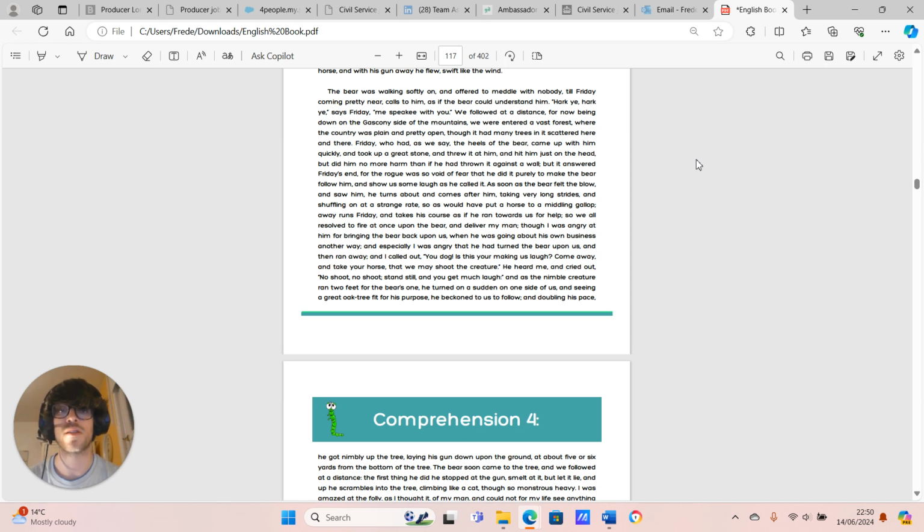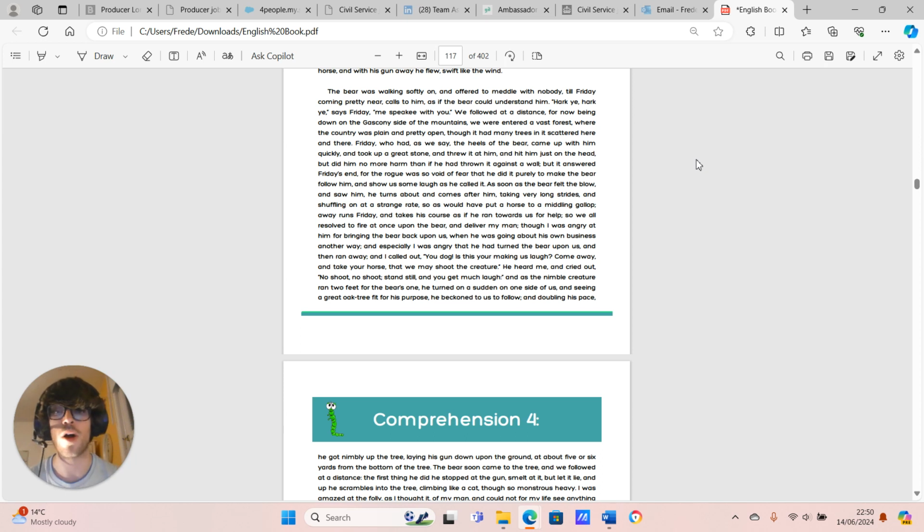We followed at a distance, for now being down on the Gascony side of the mountains, we were entered a vast forest, where the country was plain and pretty open, though it had many trees in it, scattered here and there. Friday, who had, as we say, the heels of the bear, came up with him quickly, and took up a great stone, and threw it at him, and hit him just on the head, but did him no more harm than if he had thrown it against a wall. But it answered Friday's end, for the rogue was so void of fear that he did it purely to make the bear follow him, and show us some laugh, as he called it.